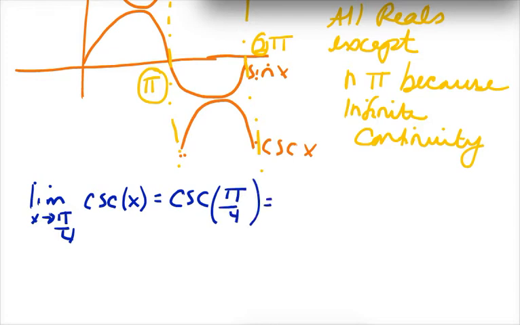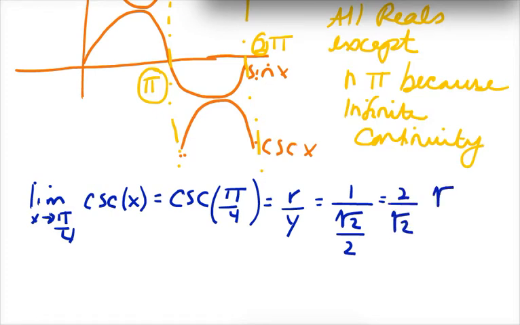And hopefully you remember that cosecant is just r over y using the unit circle. This is 1 over the square root of 2 over 2. So flip that and then rationalize it, and you get 2 times the square root of 2 over 2, which is just equal to the square root of 2. So that's the limit as x approaches pi over 4.